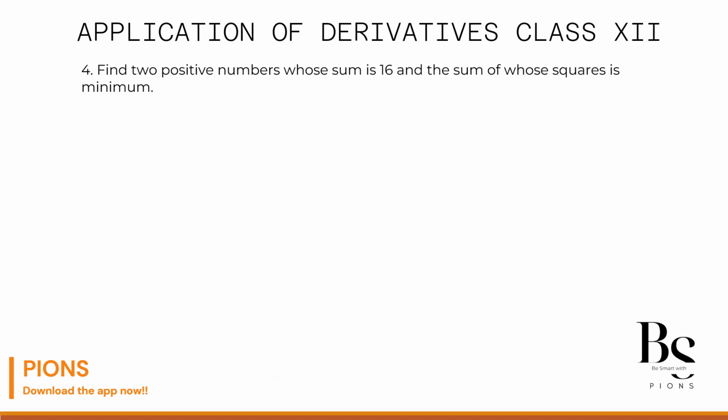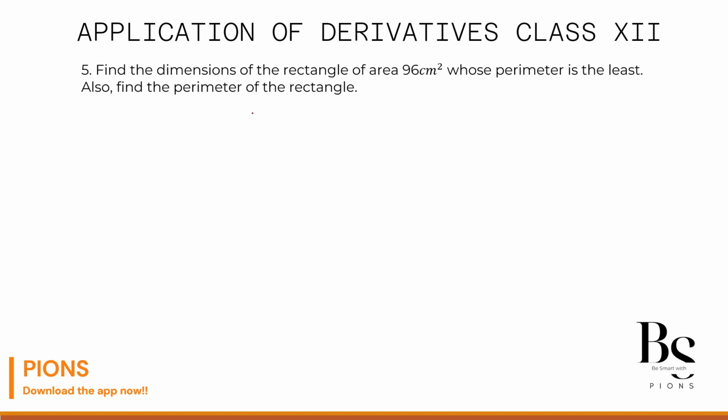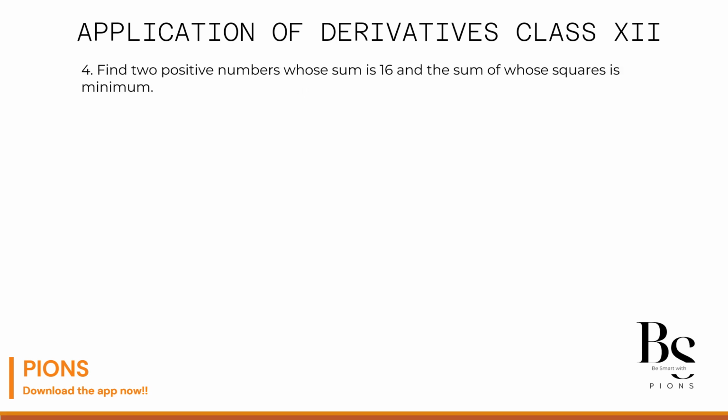Done. So our next question is question number 4. It says find two positive numbers whose sum is 16. So this is the given quantity. So x plus y is equal to 16, right? And the sum of whose squares is minimum. So x square plus y square, let's call it s only, and this sum is minimum.